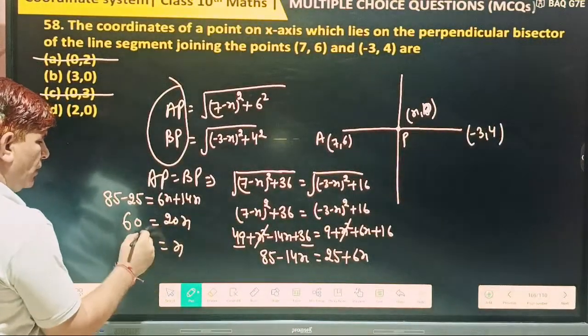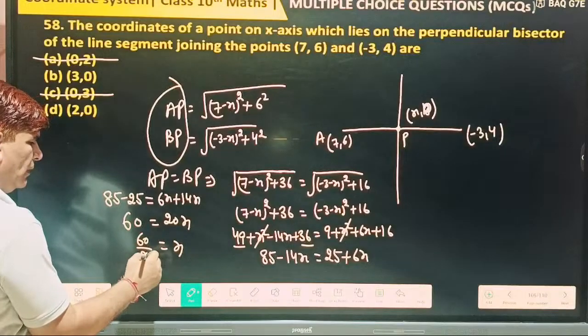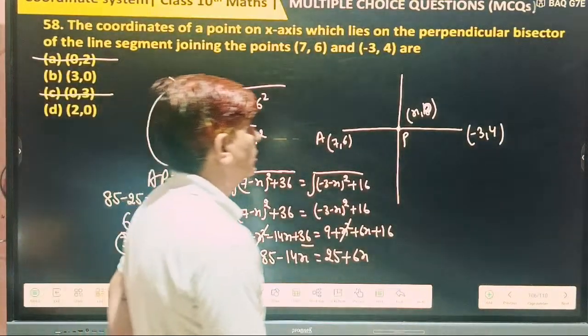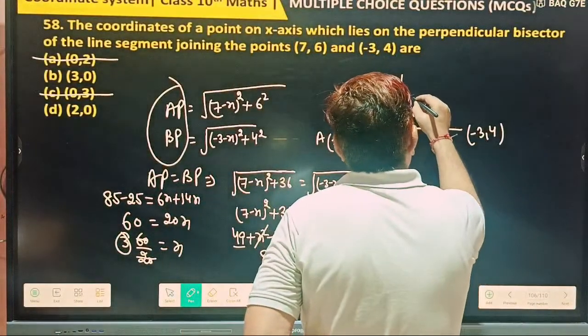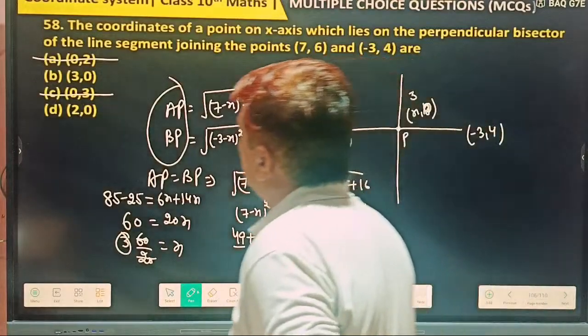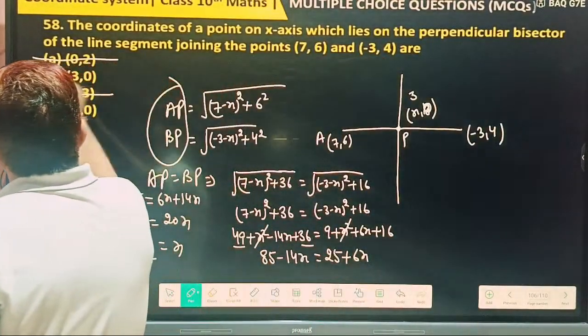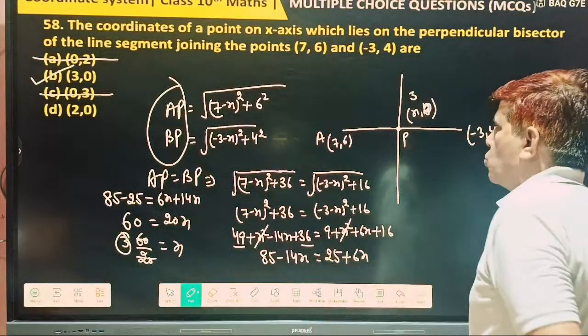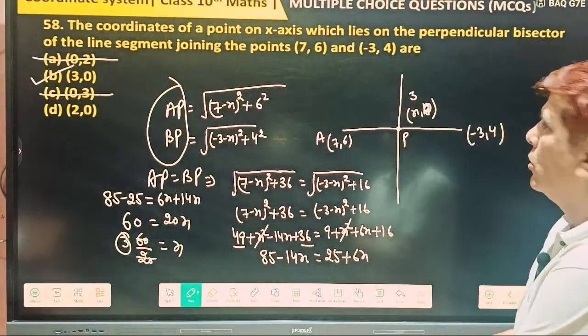So what's the value of x? 60 by 20, how much? 3. So the x coordinate is 3. What's the value of this? This is its answer. Got it?